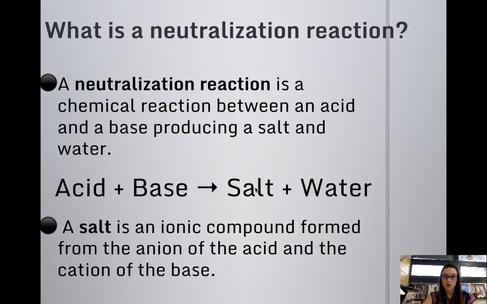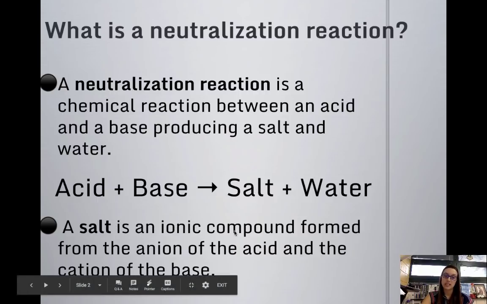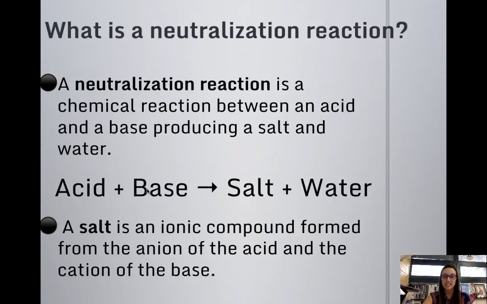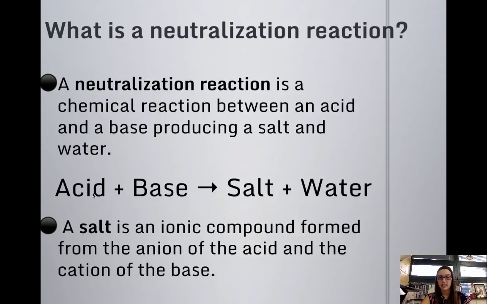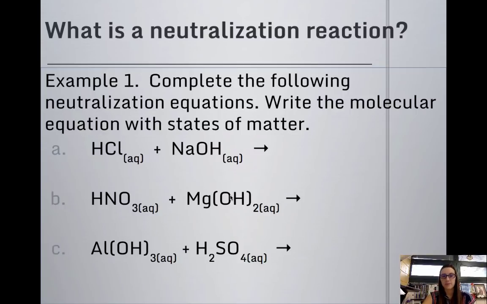Now when we say salt, we do not mean NaCl. NaCl could be one of the salts, but the definition of a salt is an ionic compound that's formed from the anion of the acid. The anion is going to come from the acid because it reacts with H+. So the anion of the acid and the cation of the base, we're going to crisscross charges and form a salt. So a salt is an ionic compound formed from the anion of the acid and the cation of the base.